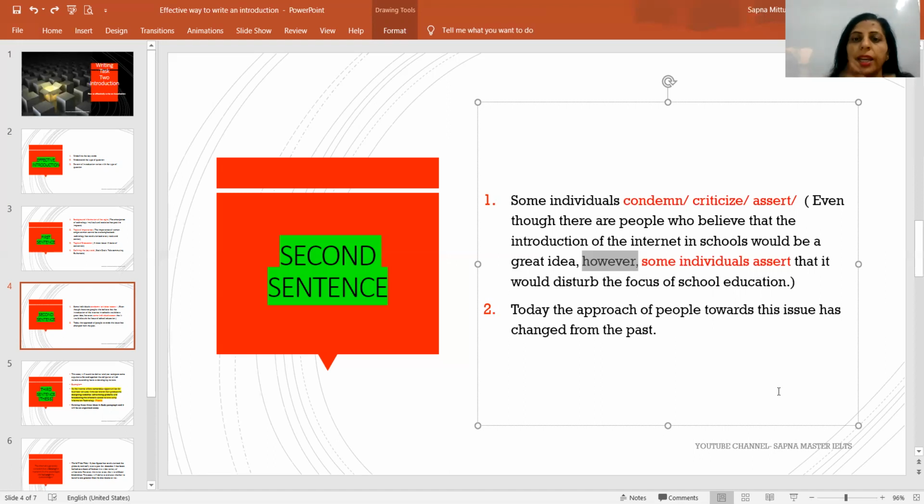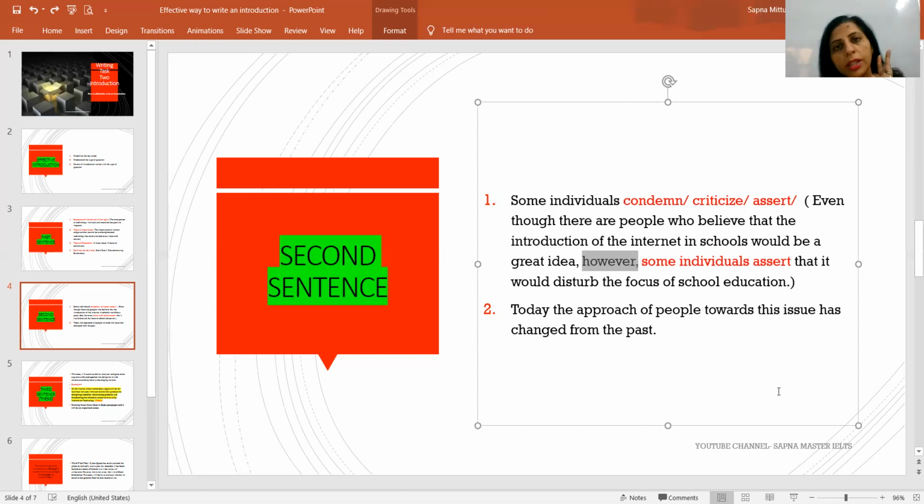So always try to write it like this. However and even though I have used here, it means that is important and that is a discourse marker. If you use such words, it will be better for you. Try to use some individuals assert or criticize or condemn, they hold a different opinion, do like that.